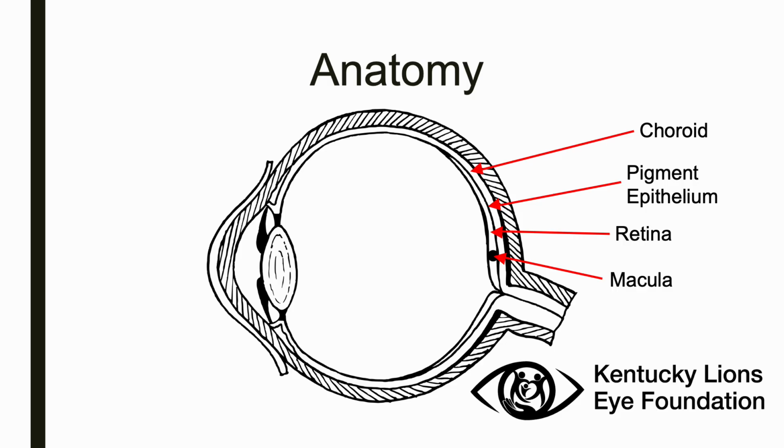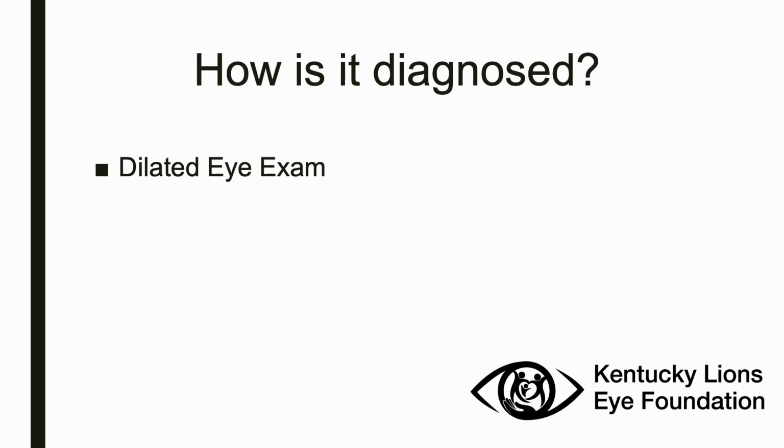Now, with AMD, there are some drusen that can occur, which are white and yellow spots found under the retina in the macular area. This can lead to vision loss if enough large deposits have developed. AMD is often diagnosed with an eye care specialist through a dilated eye exam.